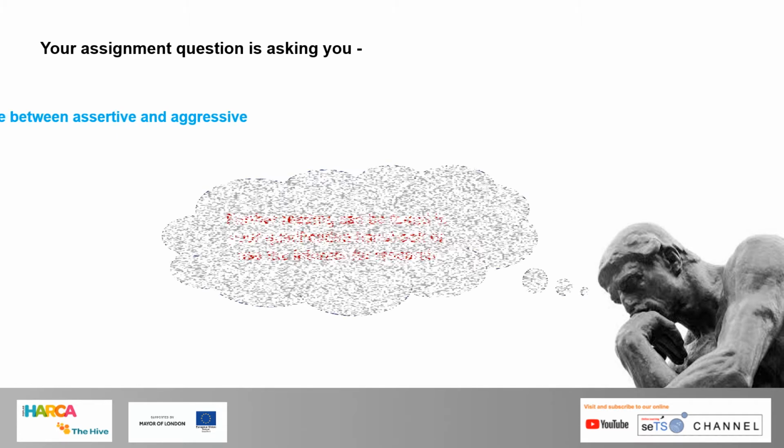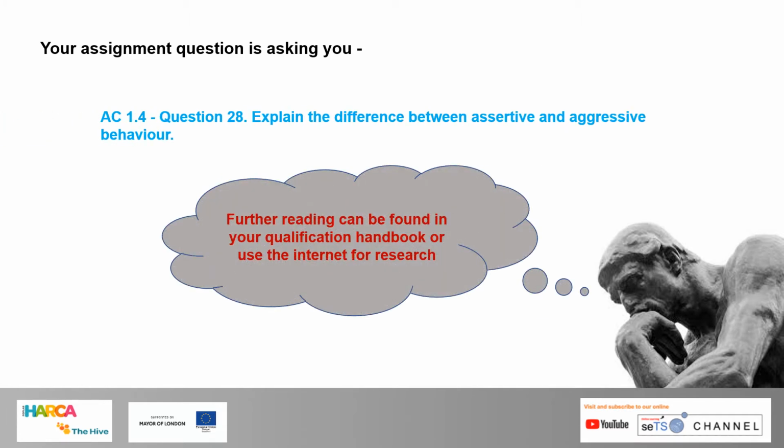Your assignment question is asking you for question 28 to explain the difference between assertive and aggressive behaviour. So assertive behaviour can include being self-assured and confident, making a confident, clear and honest declaration, being proactive and respecting boundaries, whereas aggressive behaviour includes angry outbursts, swearing, shouting, screaming, forcing their view on other people and violating the rights of others, aggressive body language, shaking their fists and standing extremely close to someone. And further reading can be found in your qualification handbook or use the internet for further research.